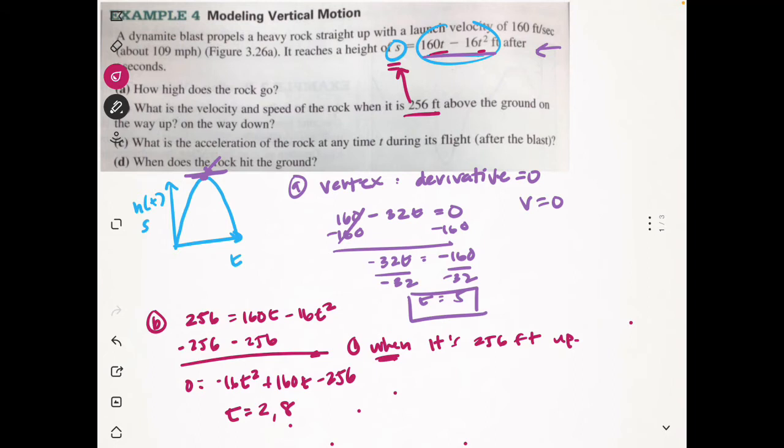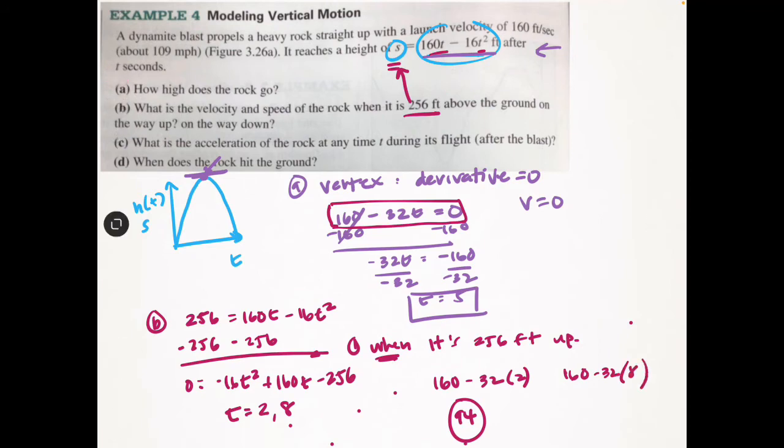So we have the derivative function. The derivative function was 160 minus 32t. So we're going to plug this in. So 160 minus 32t, with t being 2 here. So 160 minus 64 is 96. And then we plug in the other one. 160 minus 32 times 8. I'm going to have to use my calculator here, but 32 times 8 is going to be 256.